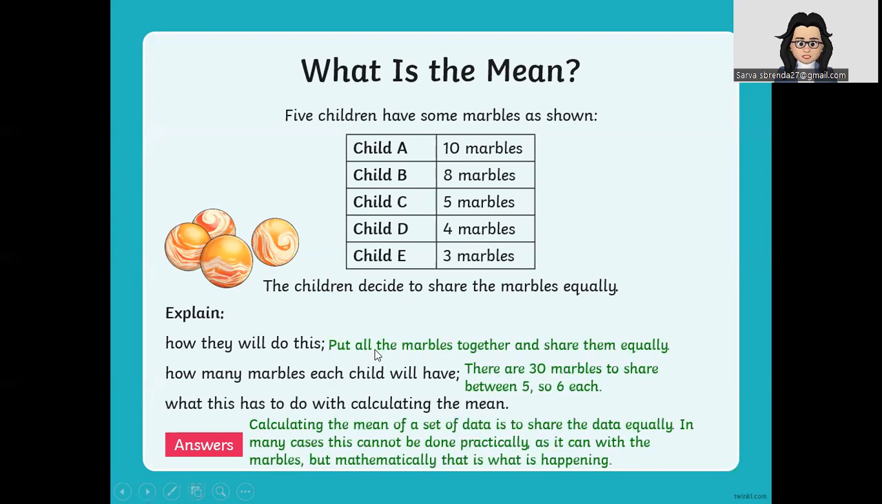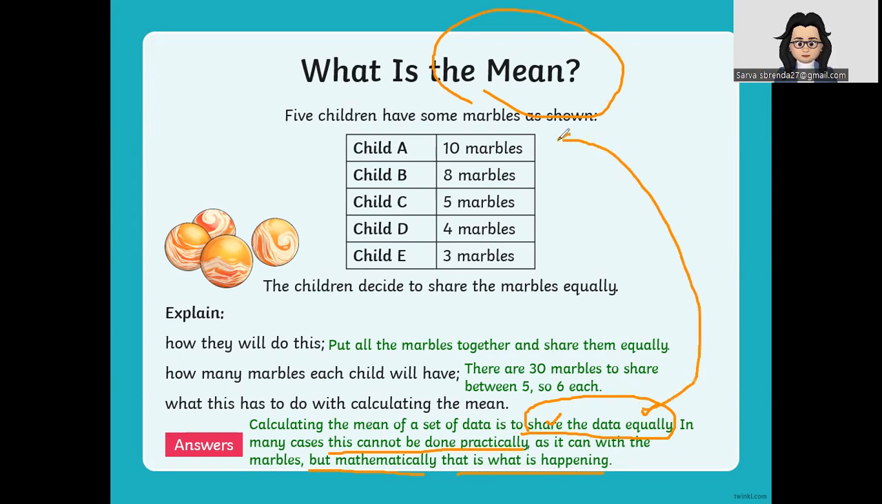So first of all, as we said, put all the marbles together and share them equally. There are 30 marbles to share between 5 children, so each gets 6. So what is mean? Calculating the mean of a set of data is to share the data equally. So the key word here is share equally. In many cases, this cannot be done practically as it can be marbles, but mathematically, this is what's happening. So when someone asks you what is the mean, it means to share equally.